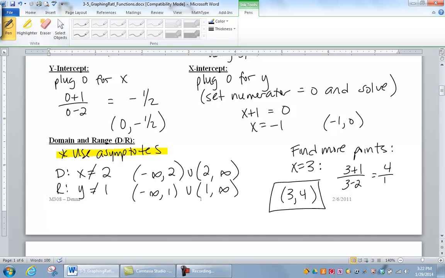One other thing I guess maybe I should mention, just like for vertical asymptotes, how you can have more than one, you sometimes can have more than one x-intercept as well.